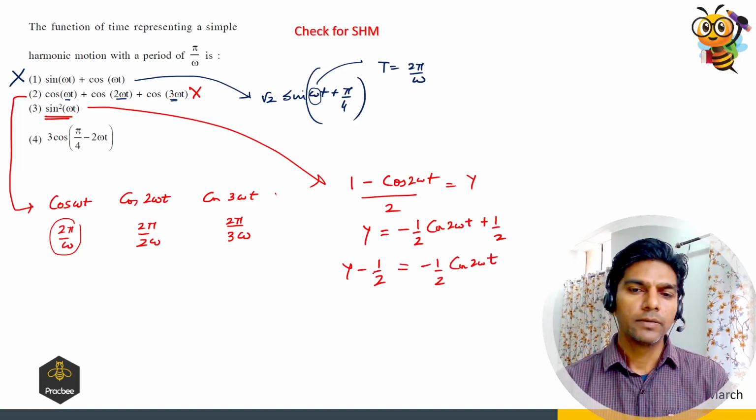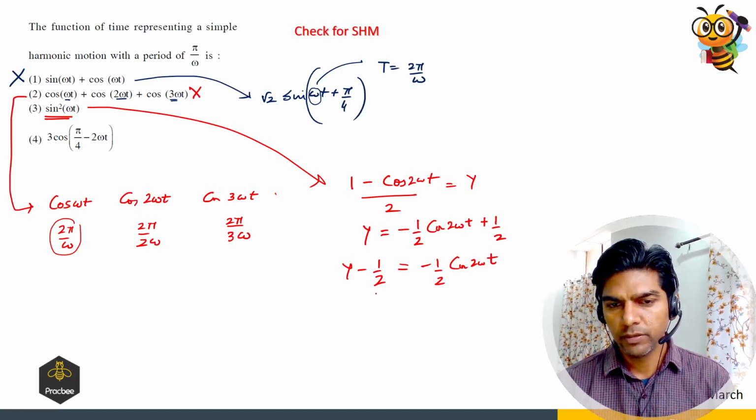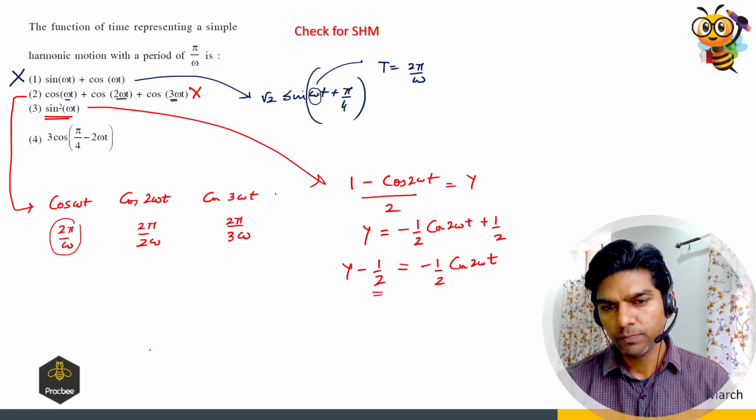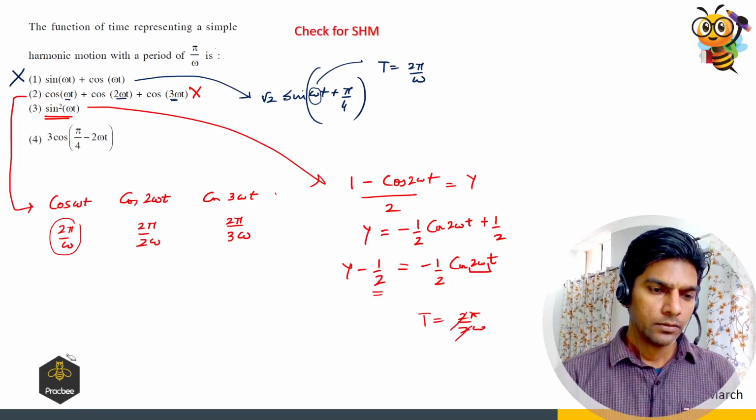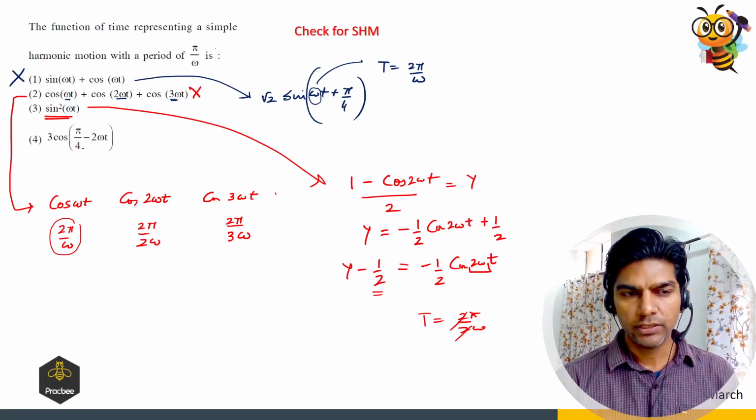Now in this case, the particle is undergoing simple harmonic motion, where the mean position is y equals 1 by 2 and the angular frequency is 2 omega. So what is the time period? It will be 2 pi by 2 omega, so pi by omega is the time period. So option 3 I can say is correct, but let us check option 4.